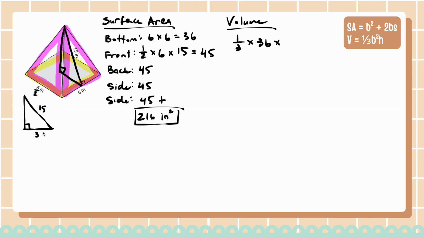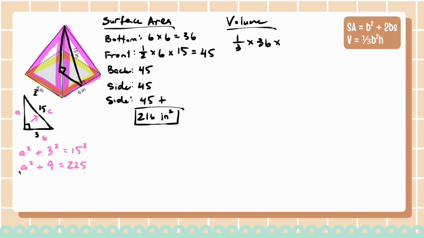So let's label our A, B, and C. So across from the right angle is our C. We can say this is A and this is B. So I'm going to plug that in. A squared plus b squared, which is 3, is equal to c squared, which is 15. Let's simplify. So a squared plus 3 squared, which is 9, is equal to 15 squared, which is 225.